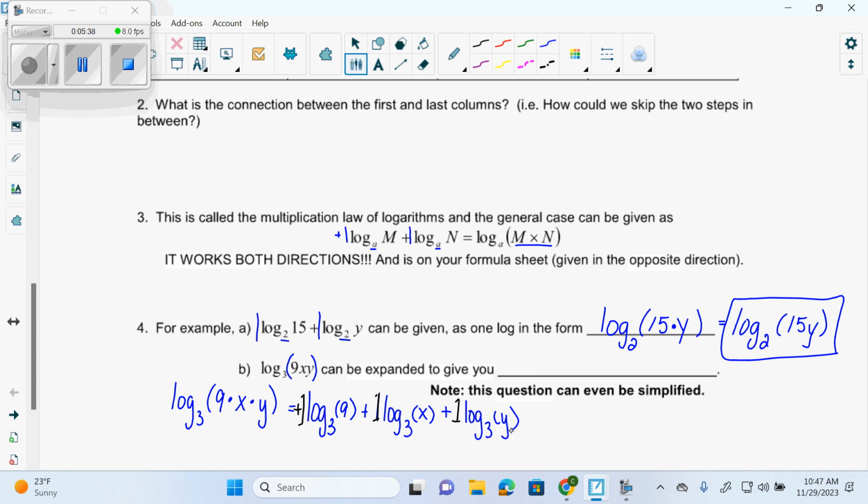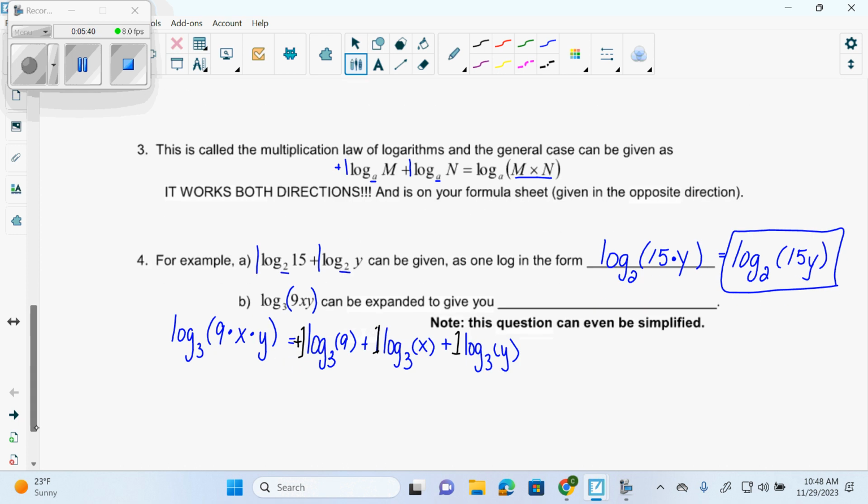Log base 3 of 9 is something. What is log base 3 of 9? 3 to what power gives me 9? 2. Log base 3 of 9, if I punched it in my calculator, I would get a 2. It's an actual number. And then they might write it like this.